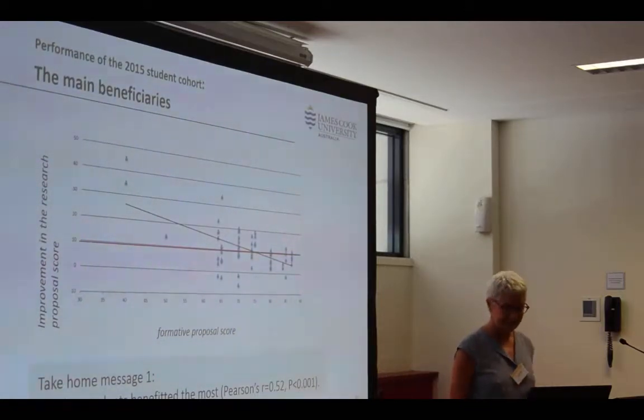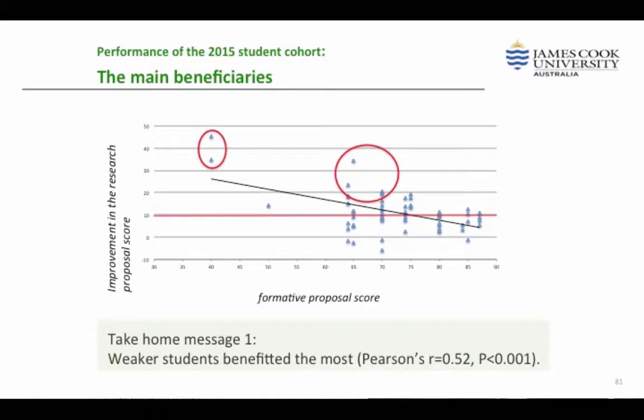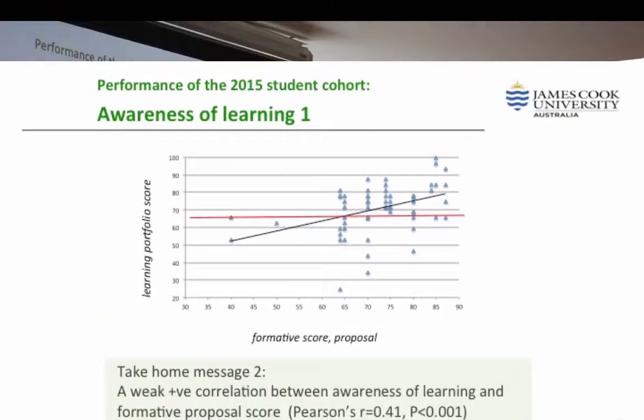The interesting thing is that the students who improved by 20% at least or more between the 2 submissions were all reasonably low achieving students. Look at the ones who failed, and look at the ones who barely got a credit. All of the students who got well above the credit, distinction, high distinction, improved, but not that much. So the weaker students seem to benefit most, and that's our first take-home message: the weaker the student, the more benefit.